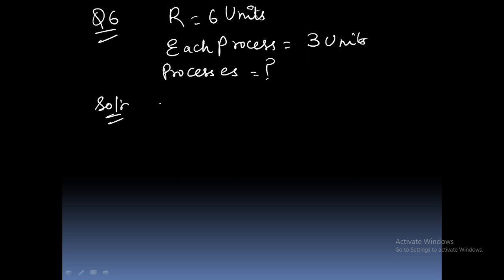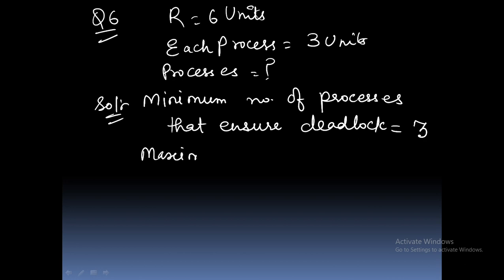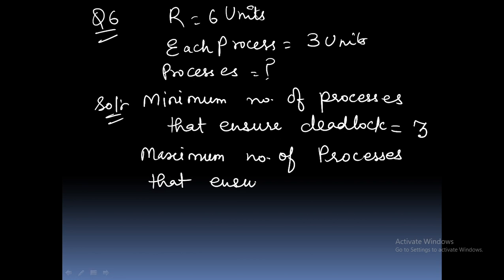So first of all, the minimum number of processes that ensures deadlock will be equal to 3, and the maximum number of processes that ensures no deadlock is equal to 3 minus 1, 2.